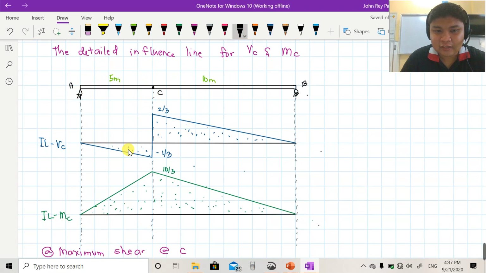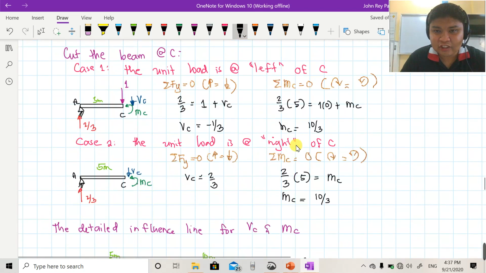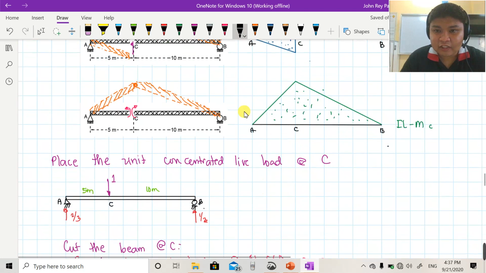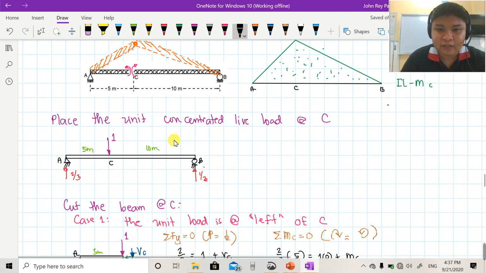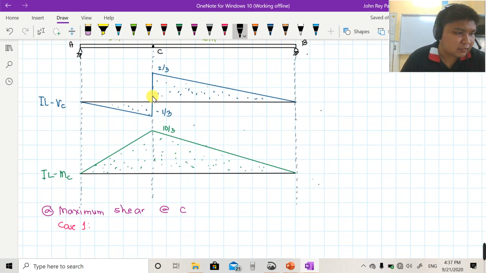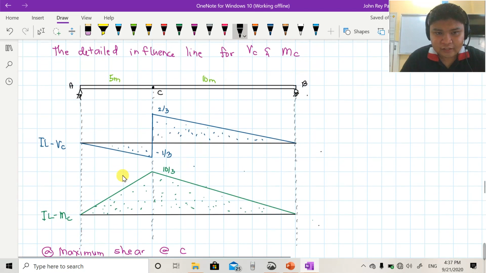So ito nga yung itsura ng influence line for shear. So kung mapapansin nyo, ganito siya. And ito naman yung itsura ng influence line for the moment. Nilagay lang natin, class, yung mga importanteng ordinates. So take note, the ordinates dapat enough na para mahanap nyo yung area sa ating influence lines. Okay? So dito na, clear na.